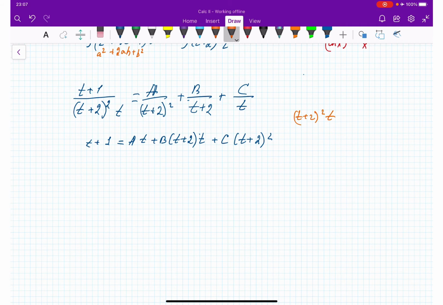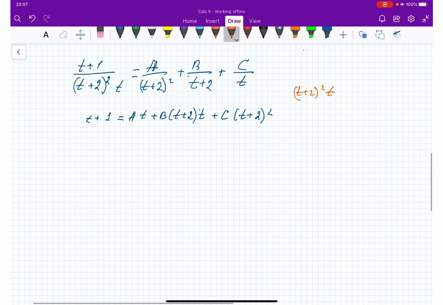Okay, now let's find coefficients a, b, and c. I'm going to use both ways. One with assigning some value to t, and the other one is solving as a system of equations, okay? So you can see both ways and make your own choice which way you want to go.